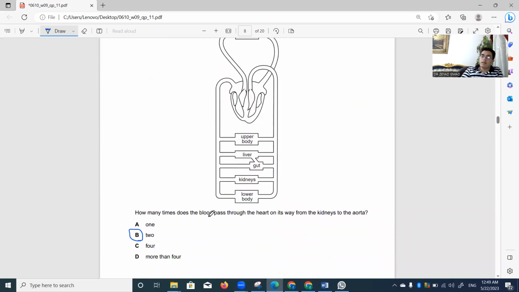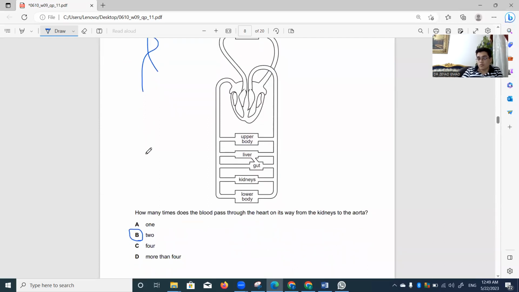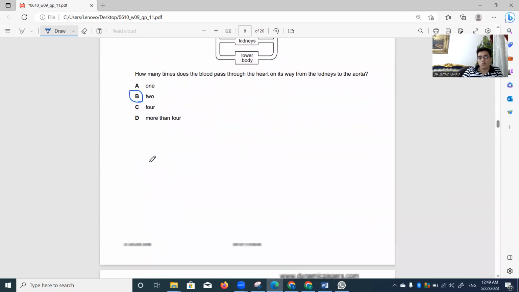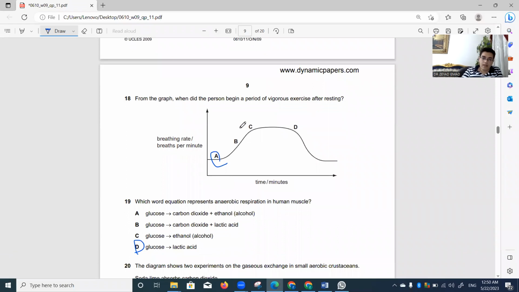How many times does the blood pass through the heart on its way from the kidney to the aorta? This question is repeated from the exams. The blood moves through the heart twice in one complete circuit. So the answer is B, which is 2. From the graph, when did the person begin a period of vigorous exercise after resting? So we want to choose an answer for the beginning of the vigorous exercise. So the answer is A. Here the person begins the exercise as his breathing rate is gonna increase now.